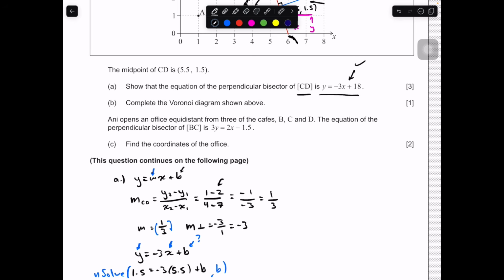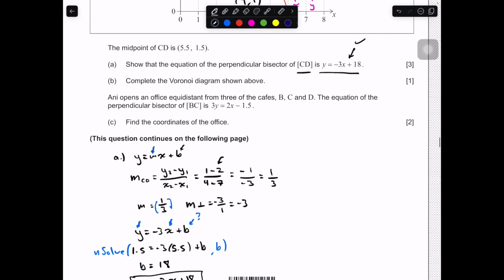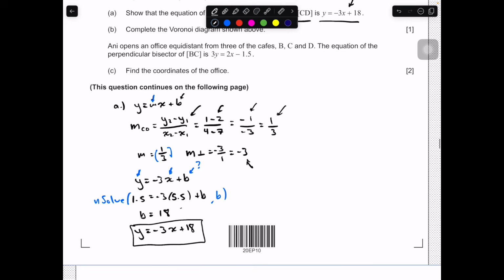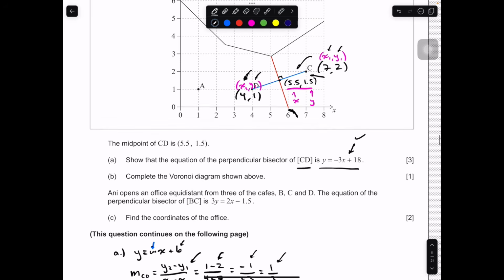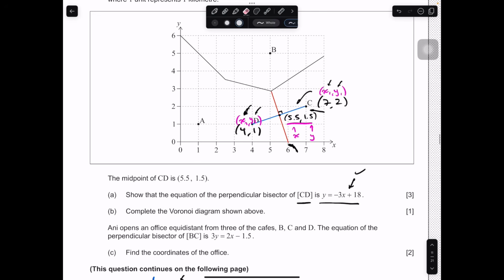Complete the Voronoi diagram shown above. Actually, sorry, one last comment. For a 3-mark question, chances are they'll want to see calculation of the slope. So gradient formula, calculation of slope, conversion to perpendicular, and then you'll have a value of b, or simply our total equation. We're finding the value of b, we know it matches up with this equation. Okay. Complete the Voronoi diagram shown above. Going to erase this here, and then we can continue on.